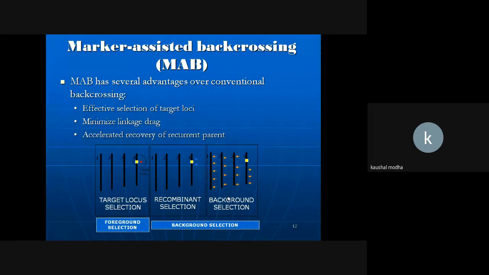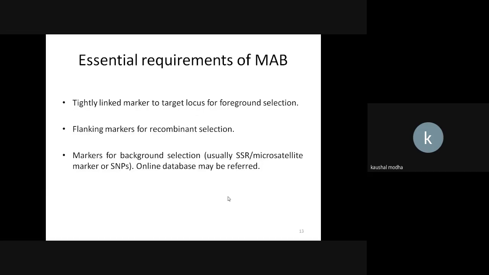Generally, to get the 99.9% genome of the recurrent parent, 5 to 6 backcrosses are required. But by utilizing marker-assisted backcrossing, we can achieve that within backcross 2 or backcross 3. These are the essential requirements of marker-assisted backcrossing: a tightly linked marker to the target locus for foreground selection; two flanking markers, generally 5 centimorgan away from the target locus, for recombinant selection; and background markers, markers which are present in all other chromosomes apart from the target locus, so that we can accelerate the recovery of the recurrent parent.